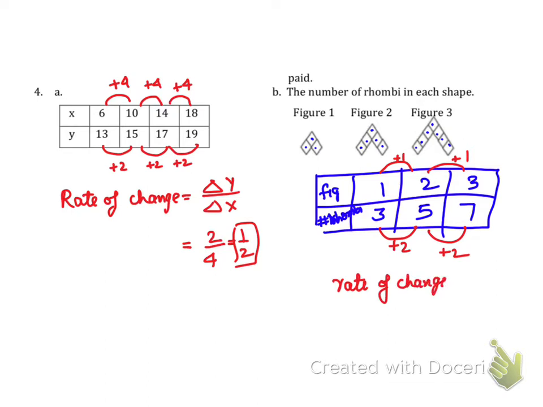That's going to be delta y over delta x, the change in y over the change in x. Here the change in y is 2 and the change in x is 1, so that is 2. You have to look for which number is greater. When I see this is greater, in this case the rate of change is greater. Alright, so let's move to the next question.